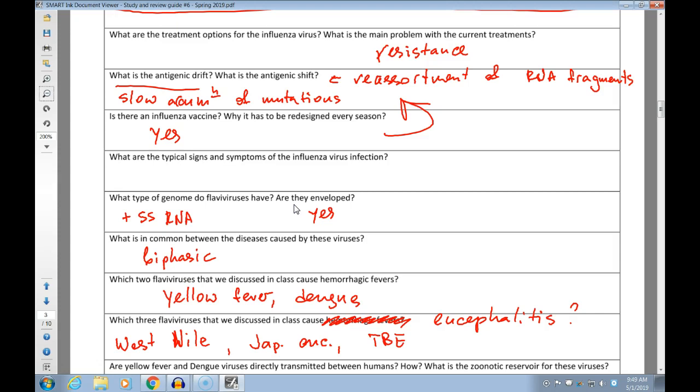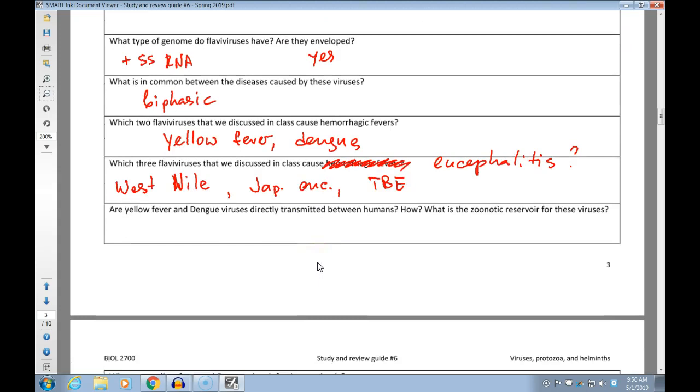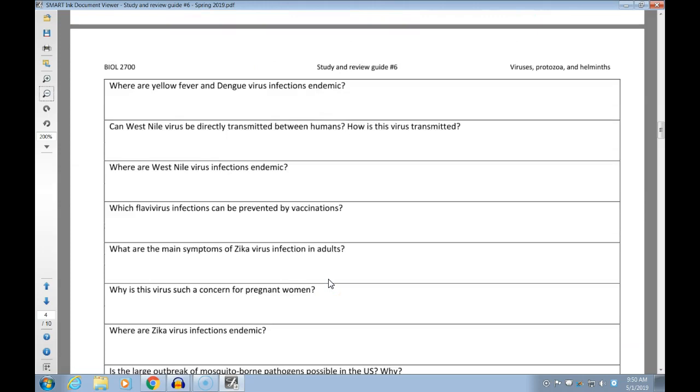Quite obviously, you will not get a question which of the following viruses causes encephalitis, and then the right answer would be Japanese encephalitis. You know, I'm not going to ask this. Or, does this virus cause hemorrhagic fever? No, it causes encephalitis. Are they directly transmitted? Yellow fever and dengue? Yes. How? Mosquitoes. Zoonotic reservoir, monkeys. Yellow fever and dengue infections are endemic in subtropical regions all over the world. That's as far as it goes.